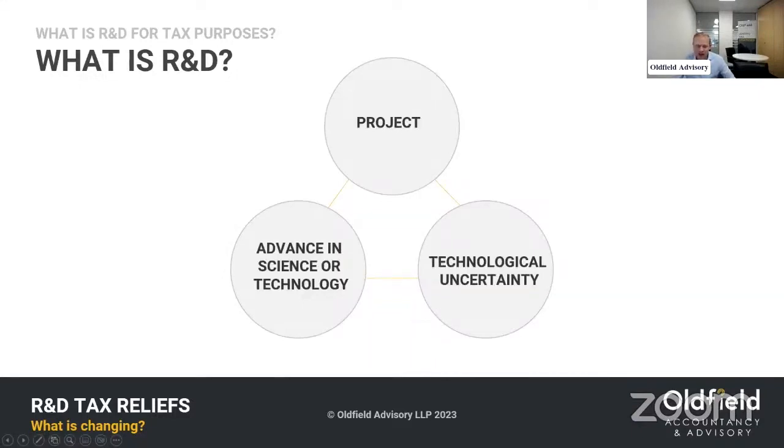There are three key ingredients, which I've just pulled out here on this next slide. I've highlighted those. So you've got three things. It's got to be a project, you've got to be seeking an advance in science and technology, and there's got to be technological uncertainty. Just to take those in turn, there's got to be a project.